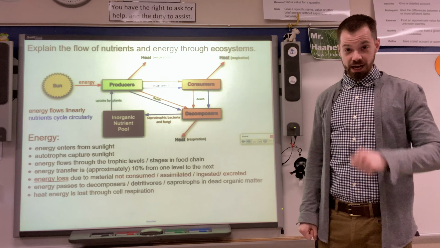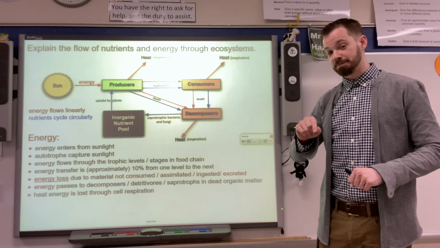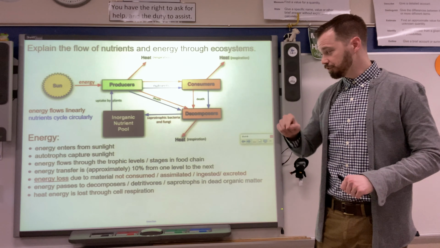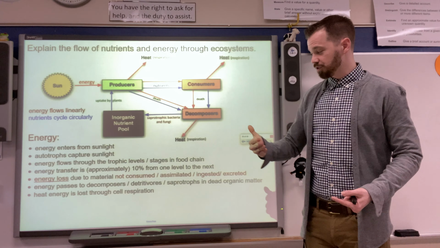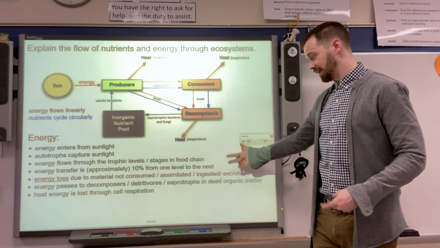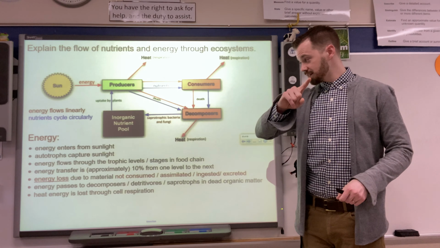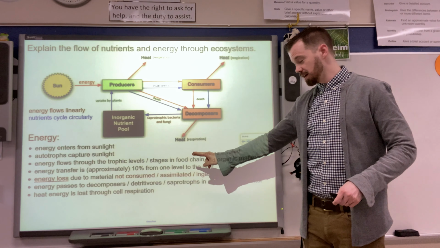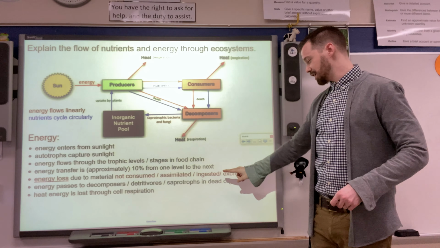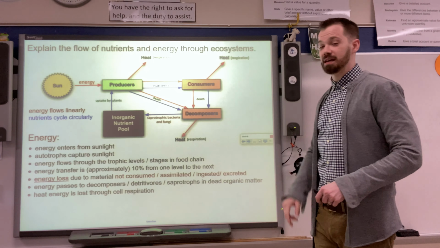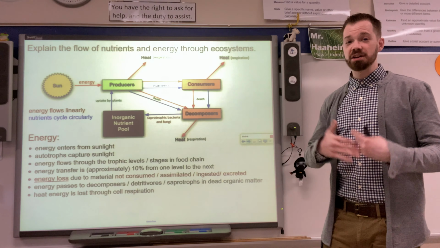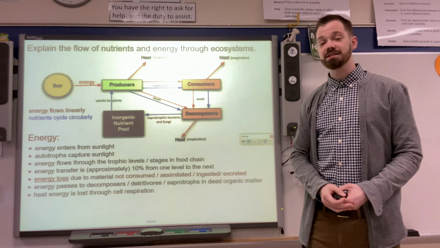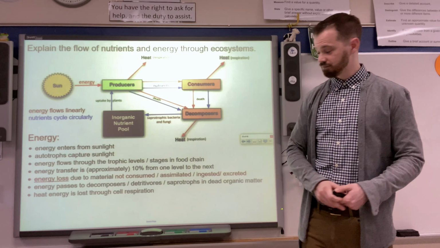Energy flow. Energy enters from sunlight. Autotrophs capture that sunlight energy. Energy flows through the trophic levels or stages of a food chain. Energy transfer is approximately only 10% from one level to the next. Energy loss is due to material not being consumed, not being assimilated, not being ingested, or being excreted. Energy passes to decomposers or detritivores or saprotrophs in dead organic matter, and eventually at all levels here, heat energy is lost due to cell respiration.